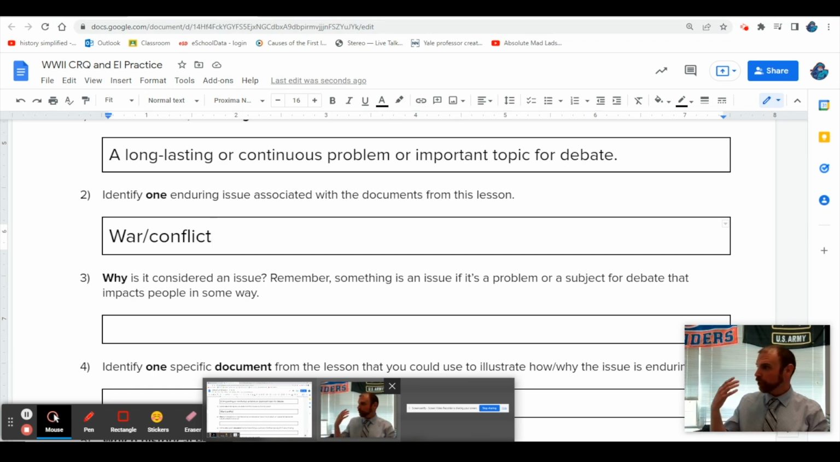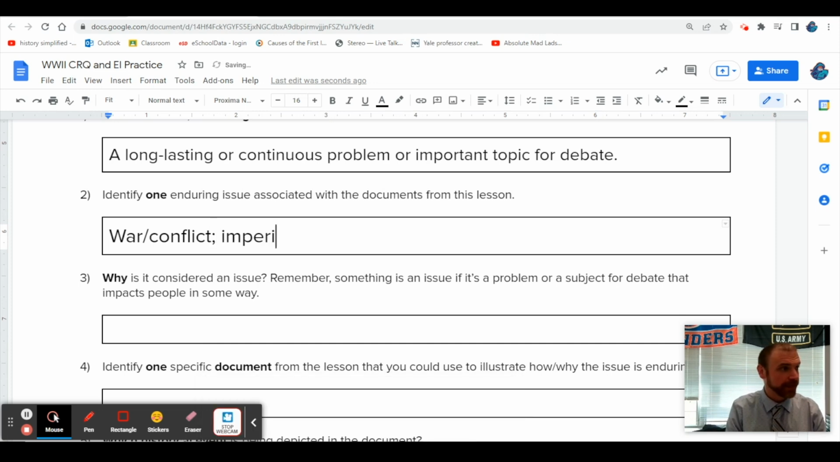What's that word we always throw around when one country tries to take over and often does take over another? Shannon, remember that word? Imperialism. I'm going to call imperialism an enduring issue. It's a problem, right? People lose their freedom, can't run their own government.